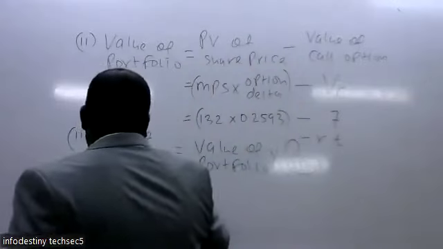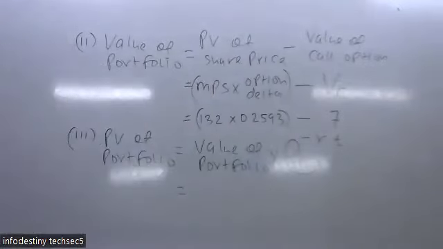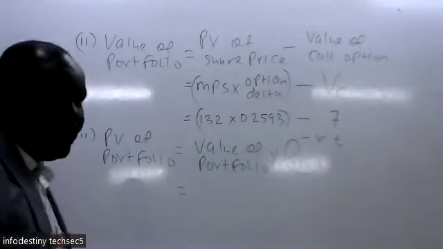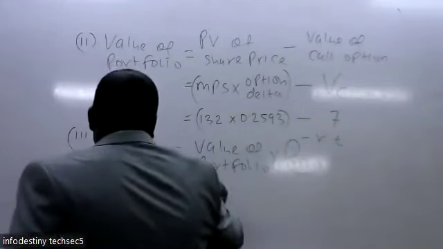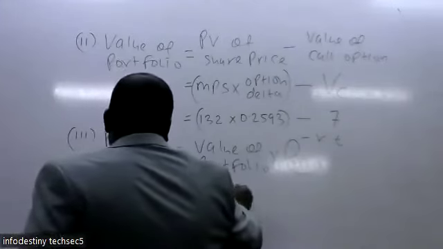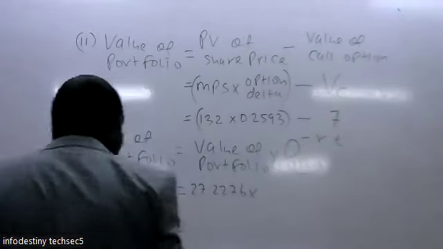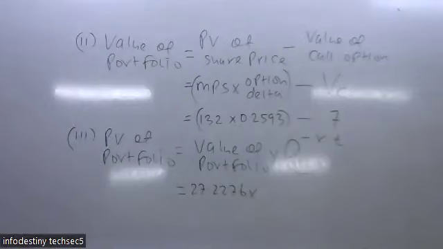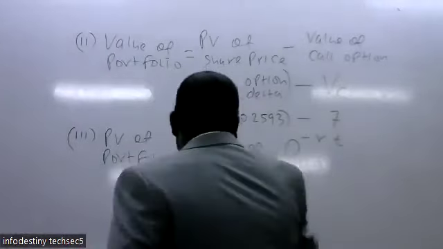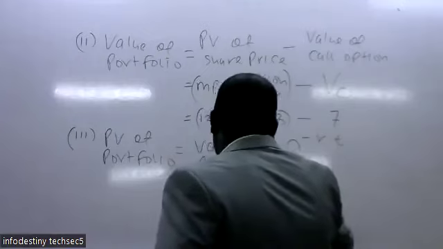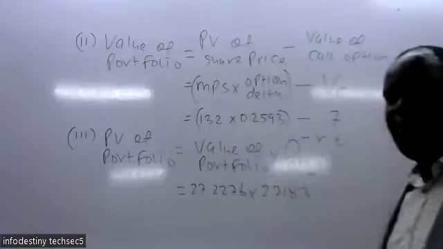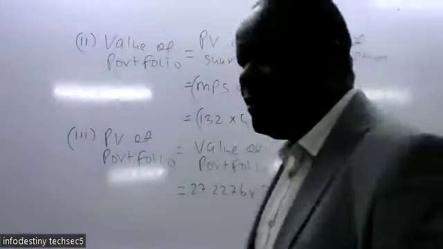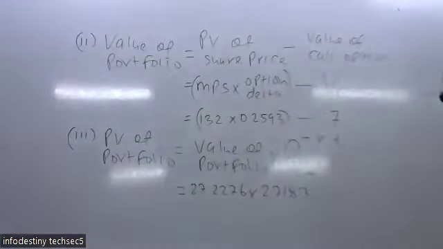So what do we have as the value of the portfolio in step number 2? 27.2276. So remember our exponential constant of 1 was 2.7183. We raise it to the power of negative RT. R is the risk-free rate. It is given as 19, but we changed it to what? 9%. So 9% is the same as 0.09.